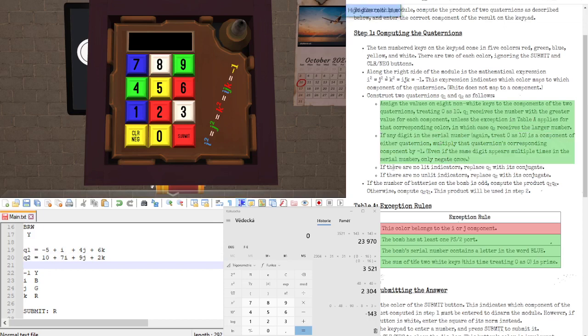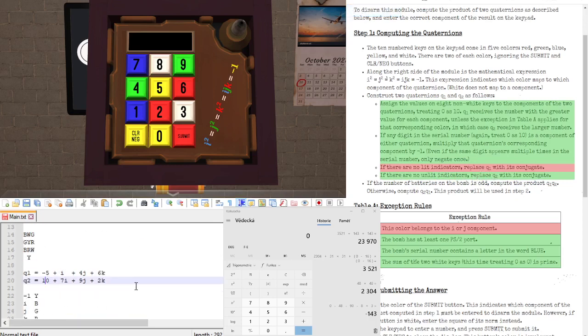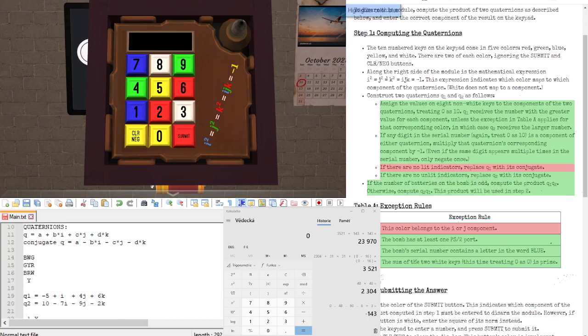Okay, that's it. Now, do we have lit indicators? Yes, we do. Therefore, we are not conjugating the Q1. Do we have unlit indicators? No, we don't. So this is true. So we're replacing Q2 with its conjugate, meaning that we leave the real part and swap the signs in the imaginary parts. So this is minus, this is minus, this is minus. That's it. Now, what do we calculate? If the number of batteries is odd, yes it is. Therefore, we're calculating the product of Q1 times Q2. Otherwise we would have to swap those two.